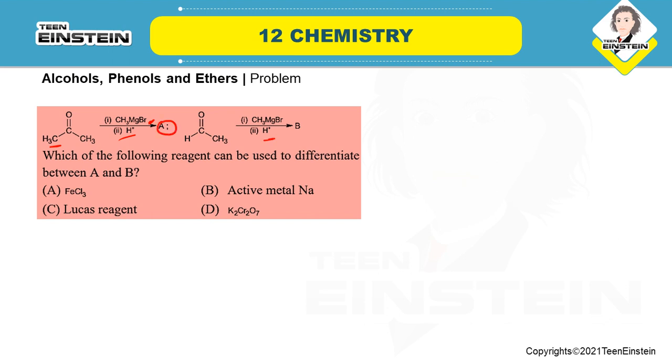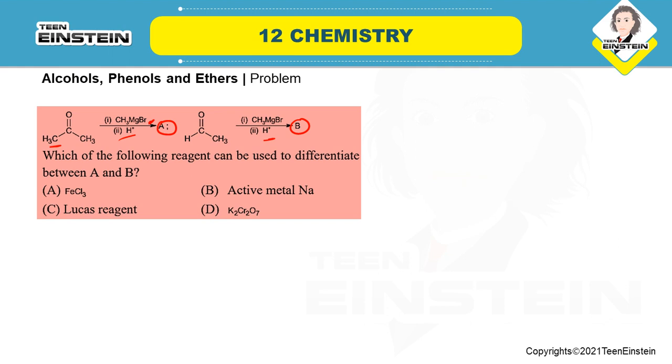From the first case we are getting A as product, from the second one we are getting B as product. Now the question is asking, which of the following reagents can be used to differentiate between A and B? To answer this question, obviously we first have to understand the structures of A and B. A and B both are alcohols, because we have just discussed this type of reaction. But what is the actual structure, that is, 1 degree, 2 degree or 3 degree? Depending on that we will understand which reagent can differentiate them.